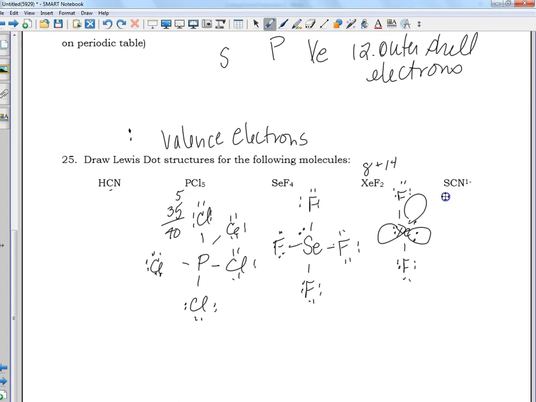Thiocyanate: sulfur has 6, carbon has 4, nitrogen has 5, and then you get 1 for the negative. So we have 16 electrons. Sulfur is bonded to the carbon, which is bonded to the nitrogen. Counting the electrons, up to 16. Now, looking at that, we have enough bonds around sulfur and nitrogen, but not around carbon. So we're going to have some double bonds.